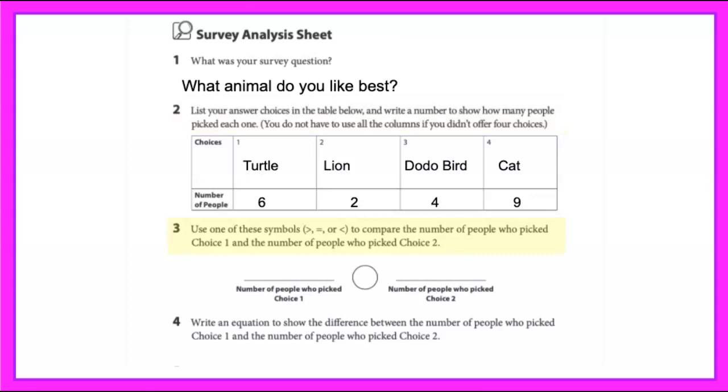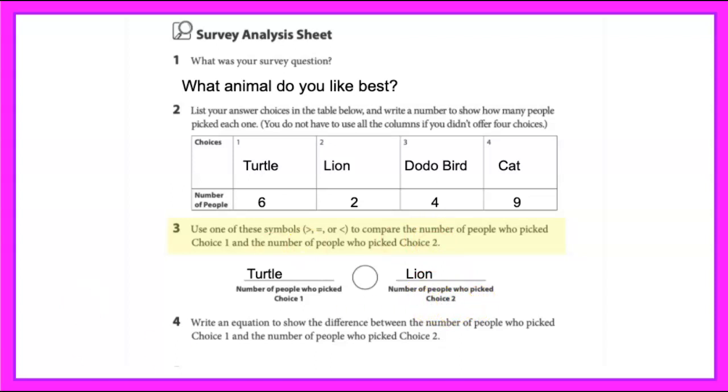Okay, let's look at question 3. Use one of these symbols, greater than, equal to, or less than, to compare the number of people who picked choice 1 and the number of people who picked choice 2. So our first choice was turtle, so we write that in here. And our second choice, right by the 2 up here, was lion. So we write that right here, choice 2.